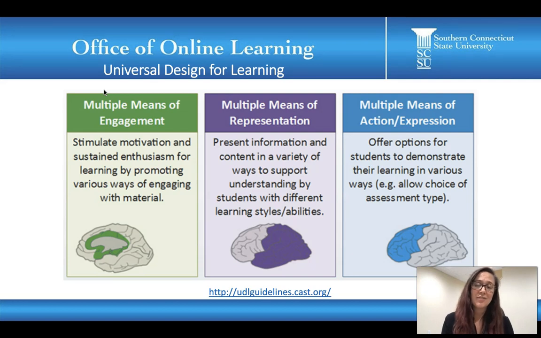The second focus of our trainings is universal design for learning. The concept of universal design is making content accessible, again, for as many students as possible, whoever is logging in. The three main components of universal design for learning are, first, multiple means of engagement. How are we making sure that our students are engaged and motivated in our content? How do we provide that so that they want to learn, they want to log in and complete our activities? Second, multiple means of representation.